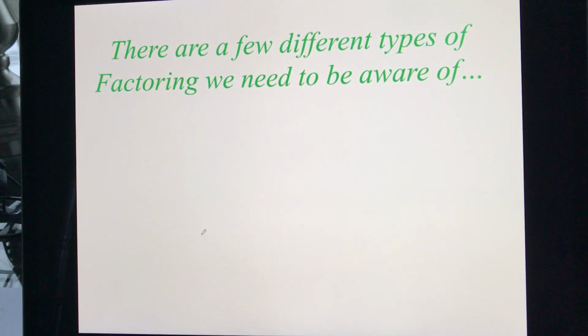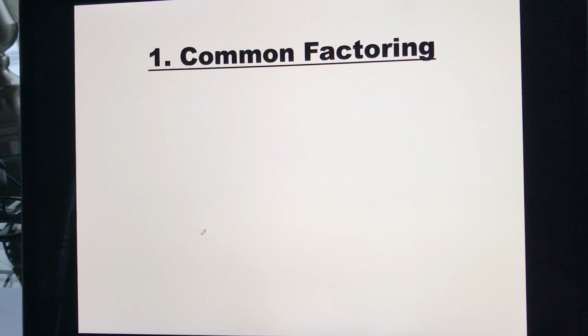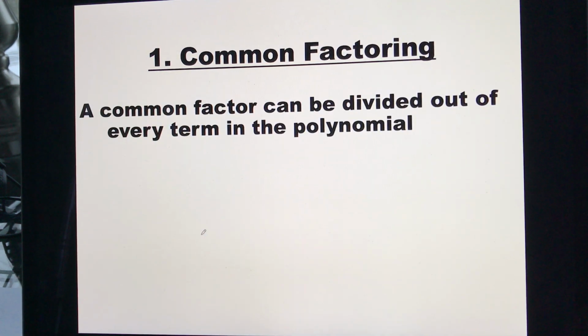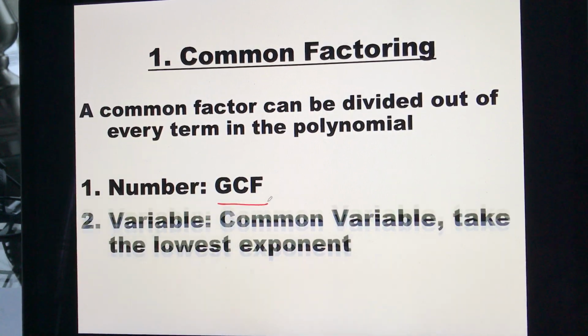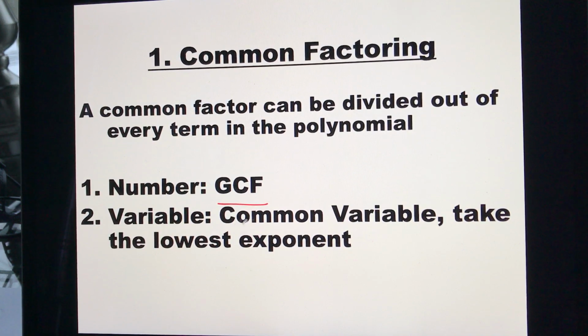Now there are a few different types of factoring that we need to be aware of in grade 10. The first kind is called common factoring. And a couple rules here. A common factor can be divided out of every term in the polynomial. Now there's going to be two things going on. There's going to be numbers and there's going to be variables. So for the number, we're going to look for the greatest common factor. And for the variables, we're going to look for a common variable and we're going to take the lowest exponent. So let's try some examples and this will make sense.